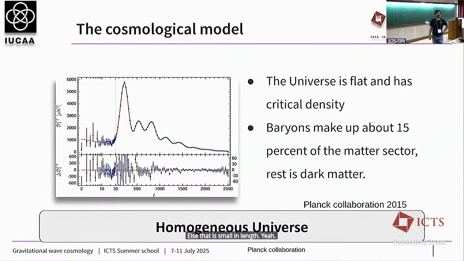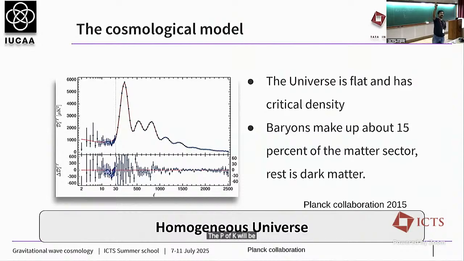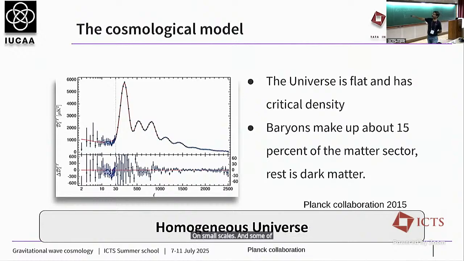So was that information put into the primordial power spectrum itself? No, partly. The P of k itself goes as k to the n, as set by inflation. So on small scales, the P of k will be large, right? But there are many processes in the early universe which actually prevent the growth of fluctuations on small scales. Some of this is a process called Silk damping, and that is what gives rise to this kind of damping that you're seeing.